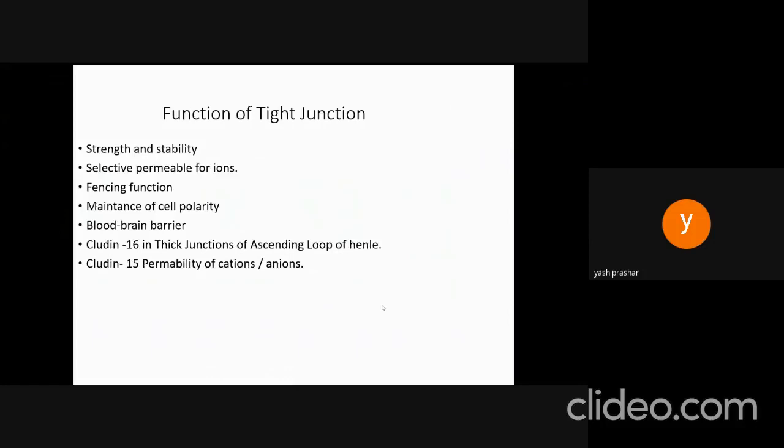Tight junctions are also there in the ducts and cavities of glands such as the liver and pancreas that connect with the digestive tract, as well as in the urinary bladder, ensuring that the urine stored in the bladder does not seep out between the cells.